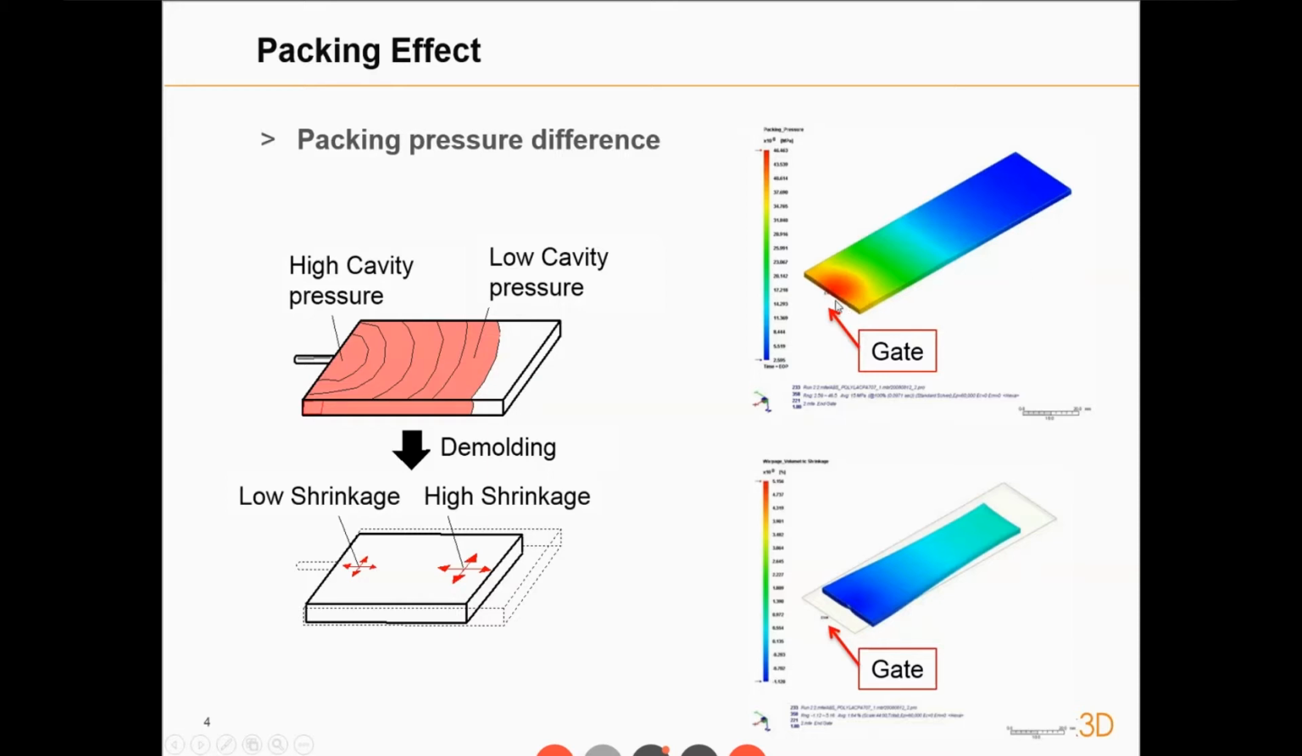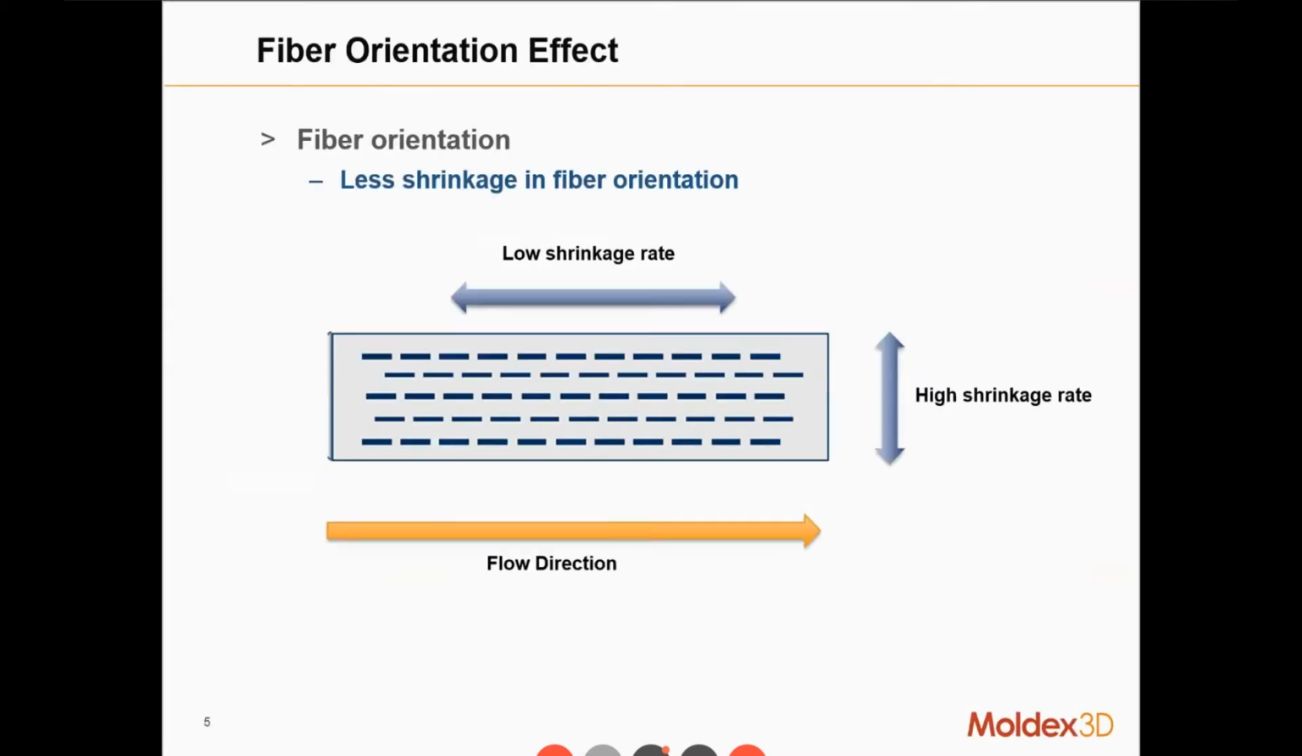We can see the figure here. It is the packing pressure result. Near the gate region, we have high packing pressure. As for here, it will have low packing pressure. So the warpage result will show that in this area, it will have a small volumetric shrinkage. As for here, it has a large volumetric shrinkage.